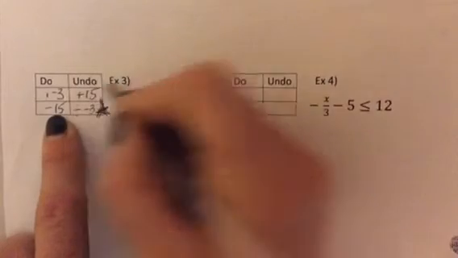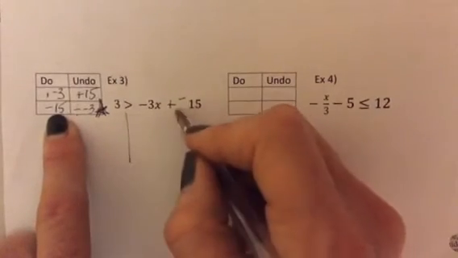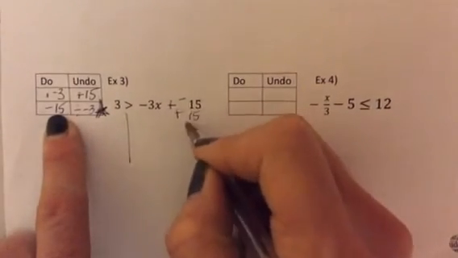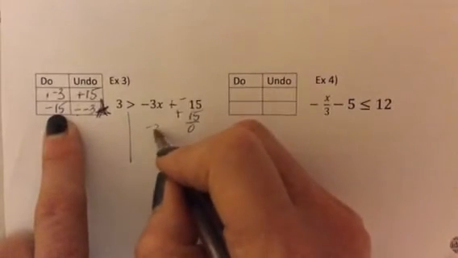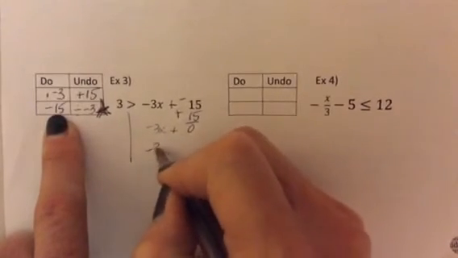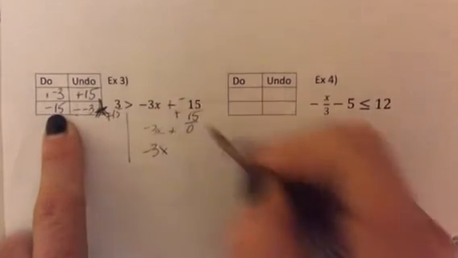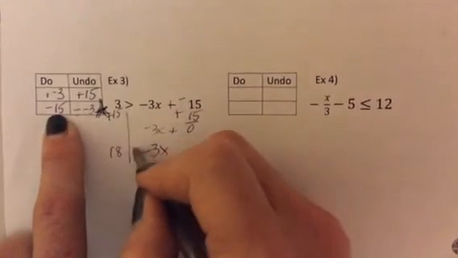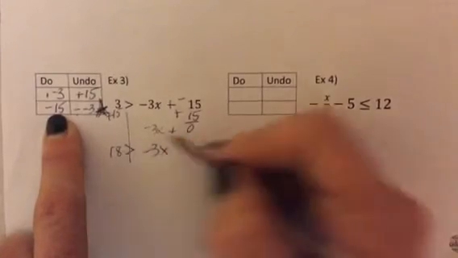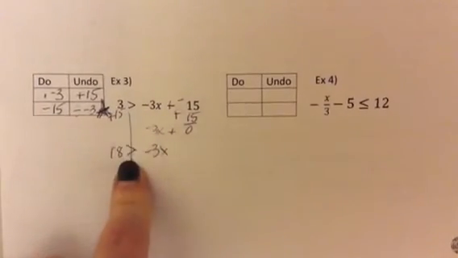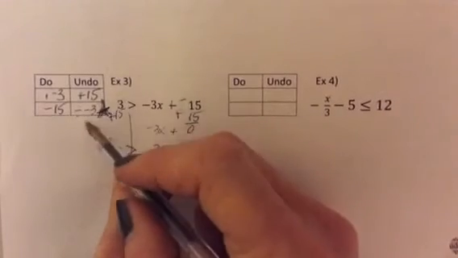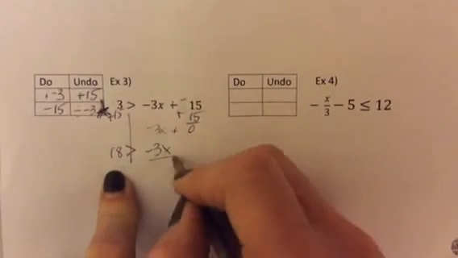But we have to add 15 up here, because remember when we add 15 here, we want a 0. And -3x plus 0 is -3x. But we have to add 15 over here, so we get 18. So now we have not divided by that negative yet, so it's 18 is greater than -3. Now we're dividing by that negative.